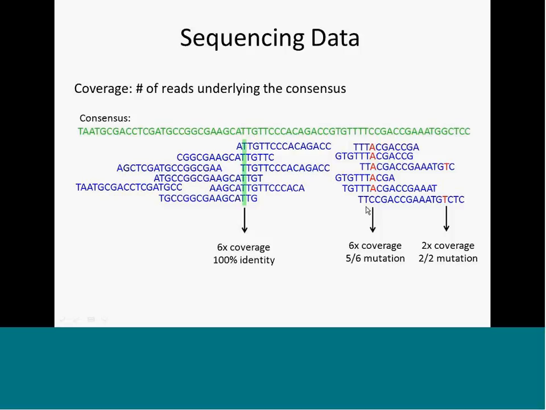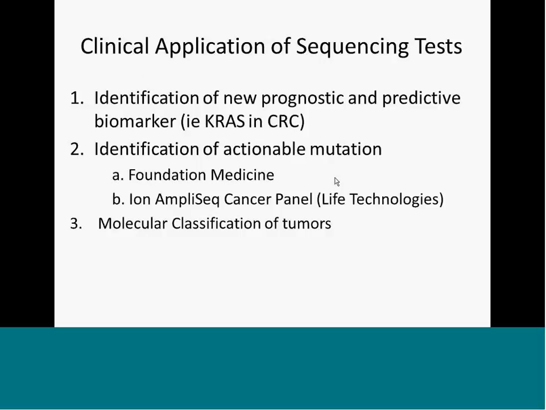So this is the biggest thing you've got to worry about with sequencing, and for sequencing a genome in cancer, you need at least 100x coverage. So when you get all the sequencing data, what you guys have to be aware of is how next-gen sequencing is done, what the coverage is, and how real the mutation is, okay? So that's kind of where we are in terms of sequencing, identification of new prognostic and predictive biomarkers. What's going on is identification of actionable mutations, and we use it to molecularly classify tumors.